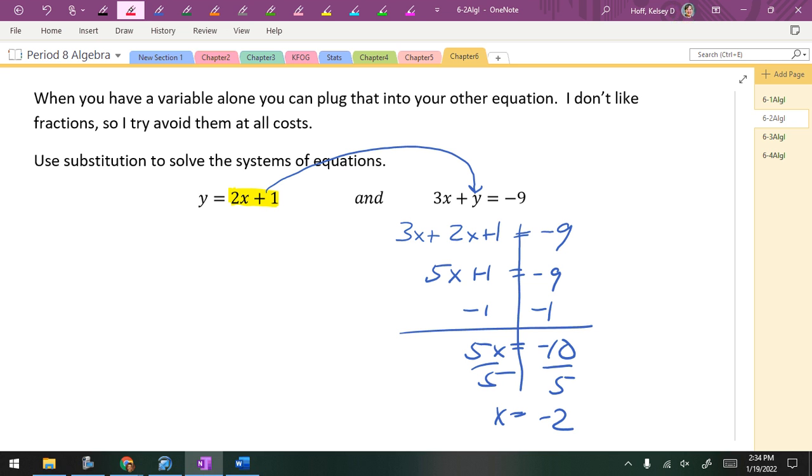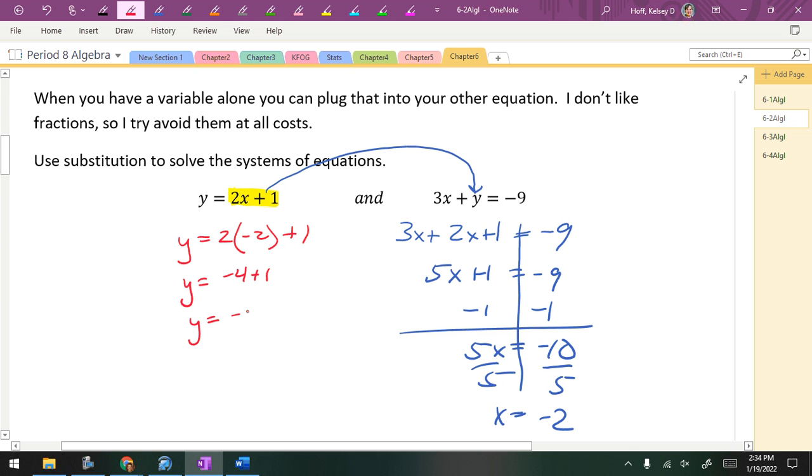So replace your x, so it should be y equals 2 times negative 2 plus 1. Hey, be careful. Did you put negative 2 in parentheses? Otherwise, it looks like 2 minus 2, right? Okay, what do I do first? 2 times negative 2 is negative 4 plus 1, negative 3. Now, in Alex, it's going to have a separate blank. Tell me what x is. Tell me what y is. Sometimes they ask you for an ordered pair. What would this be written as an ordered pair for your answer? Negative 2, negative 3.